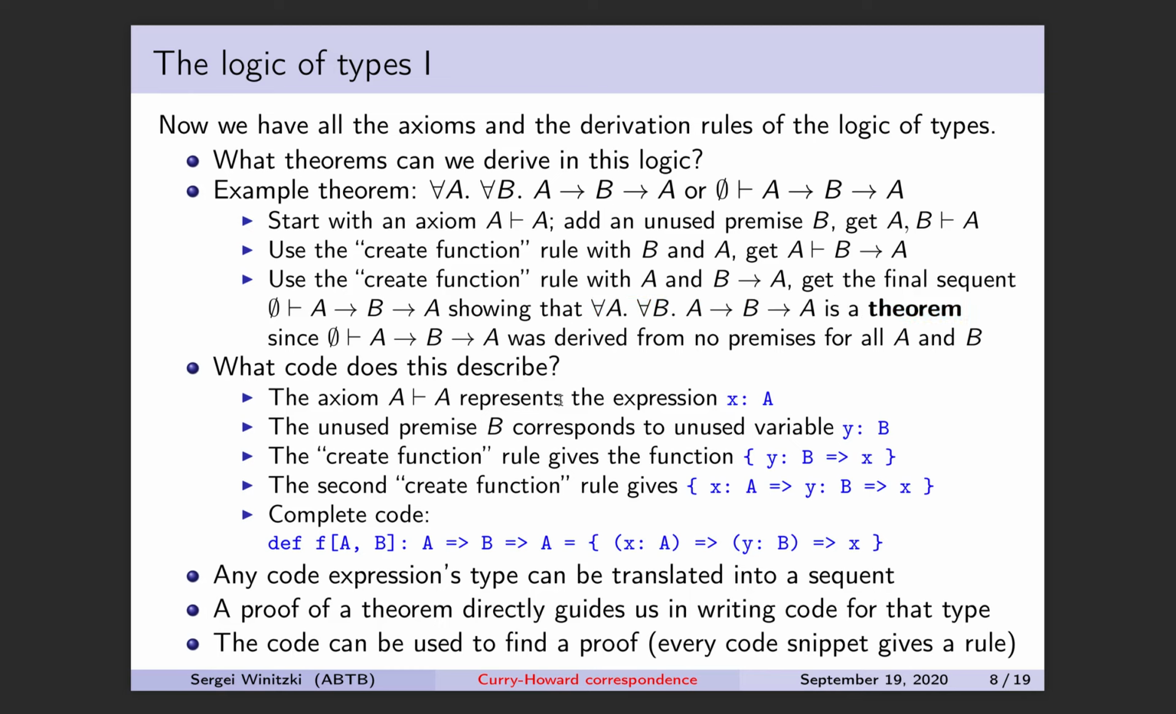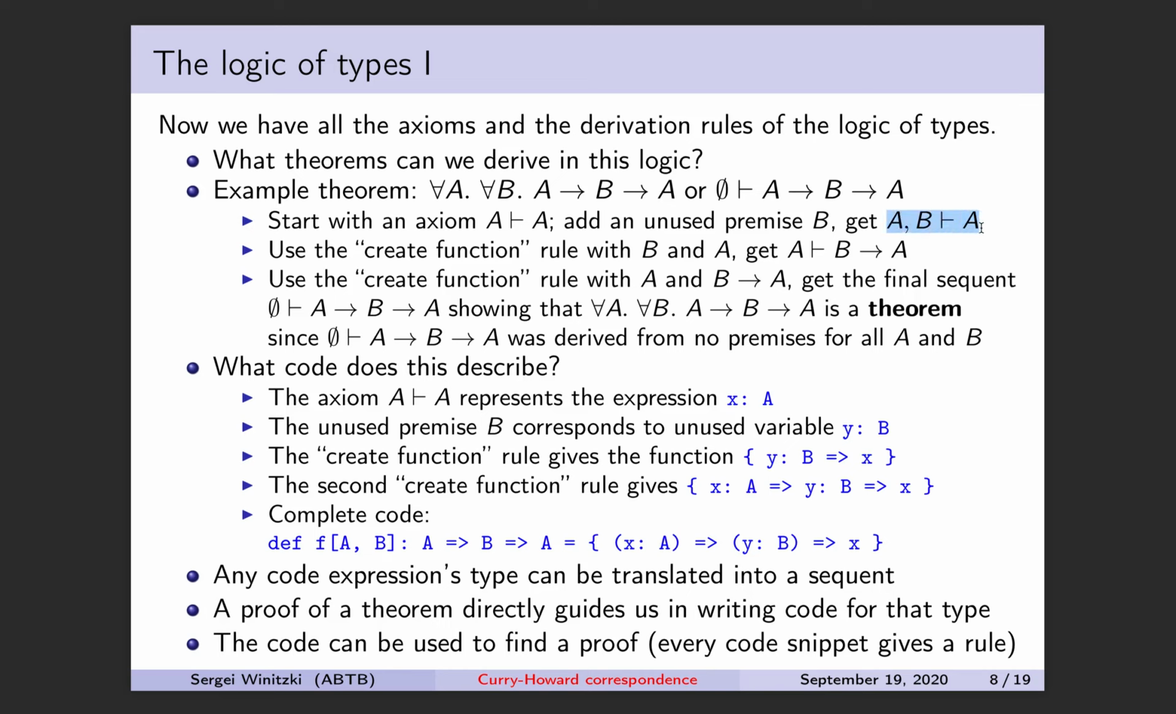Let's look at the code snippets that correspond to each of the steps in the proof. This axiom represents the expression x, which we're just using. Then there must be some unused variable, say y, of type b. The create function rule is this code snippet. So using y of type b, we return x.